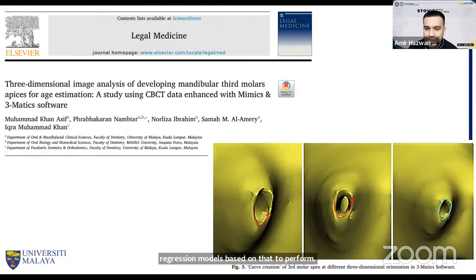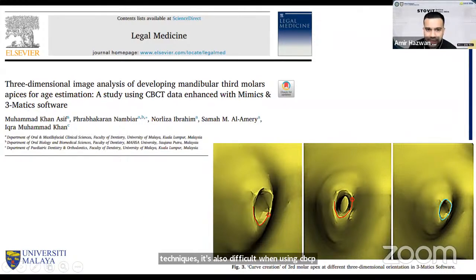For this kind of research, the applicability is quite difficult, because for everyone to be able to use CBCT, it's not as universal as compared to 2D radiographs. Also, for people to be able to replicate or reproduce the same techniques, it's also difficult when using CBCT data.